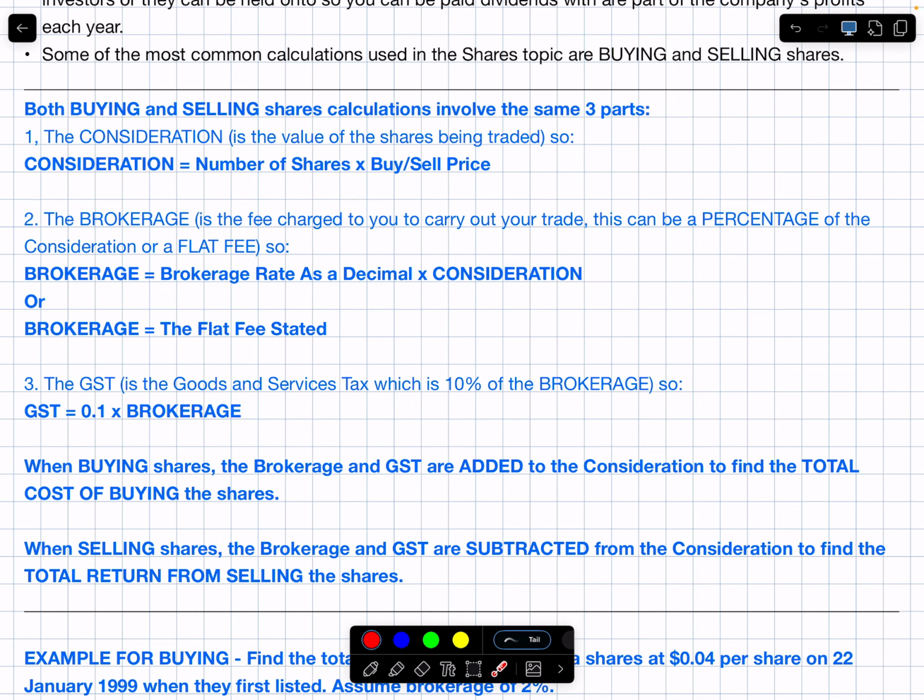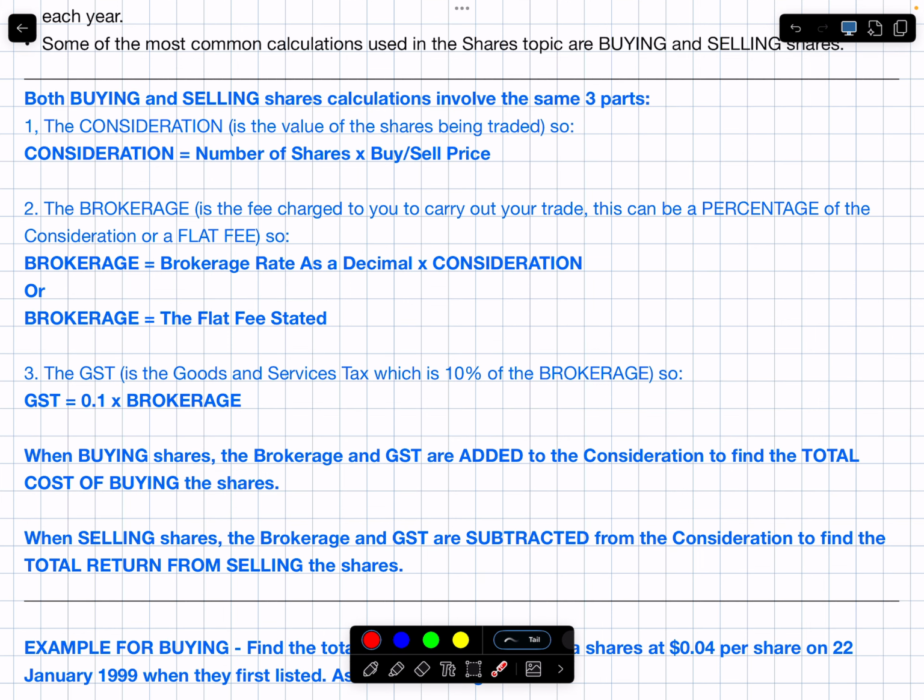So both buying and selling shares calculations involve the same 3 parts. The first part is the consideration. It's the value of the shares that are being traded. So how do I find the consideration? The consideration is equal to the number of the shares times by the buy or the sell price.